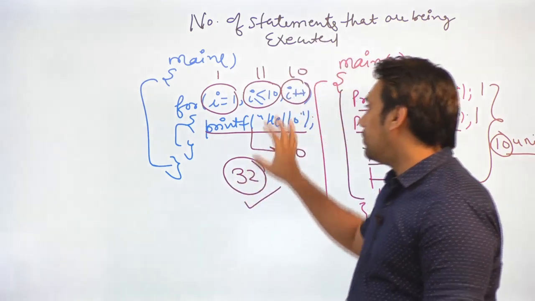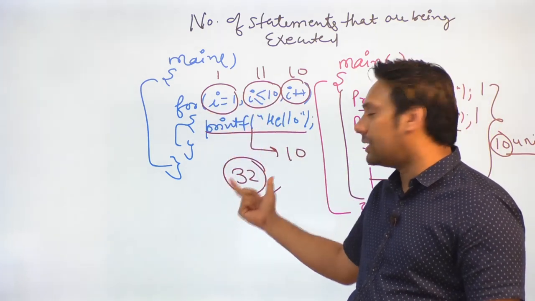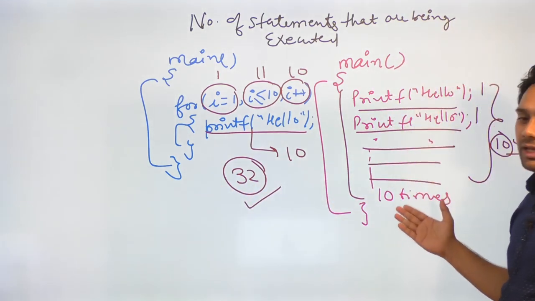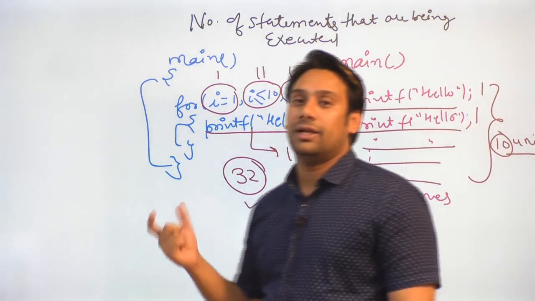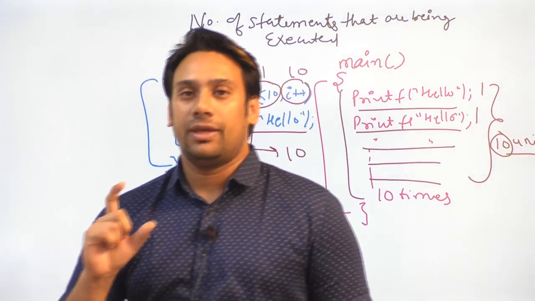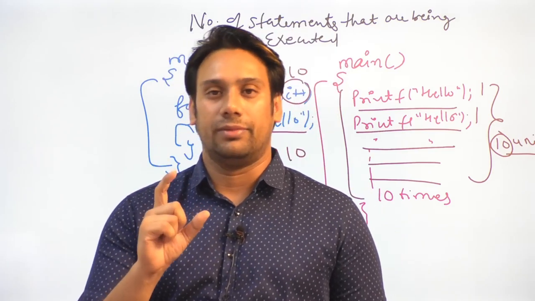Yahan par aapke paas only 2 lines of code hai, lekin fir bhi yahan par 32 statements execute ho rahi hain, aur yahan par aapke paas 10 lines of code hai, fir bhi yahan par 10 statements execute ho rahi hain. So lines of code does not make a program better. Lines of code se program better nahi banta.